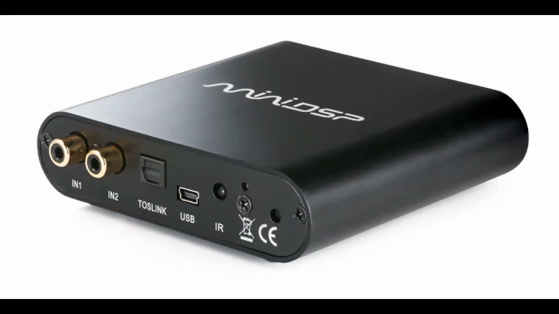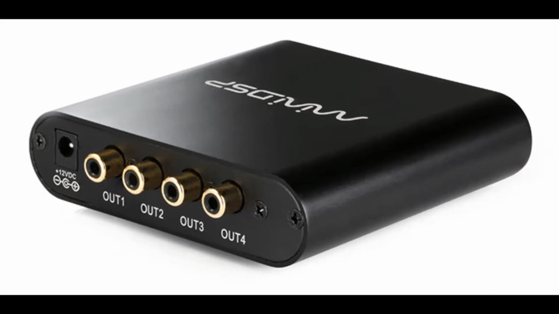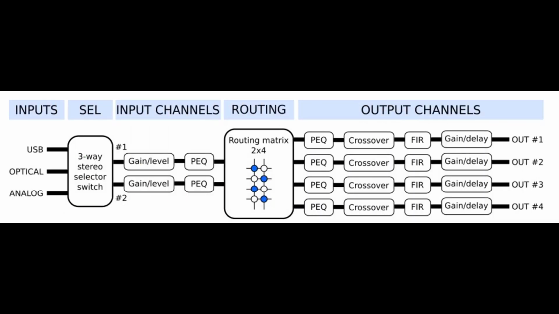Here we have the input panel of the 2x4 HD. From left to right you'll see two analog inputs, a Toslink optical input, a USB input which is used both for streaming audio as well as computer control of the 2x4 HD. Finally, we have the infrared remote control input. Here we have the output panel of the 2x4 HD with the four completely independently controllable RCA analog outputs.